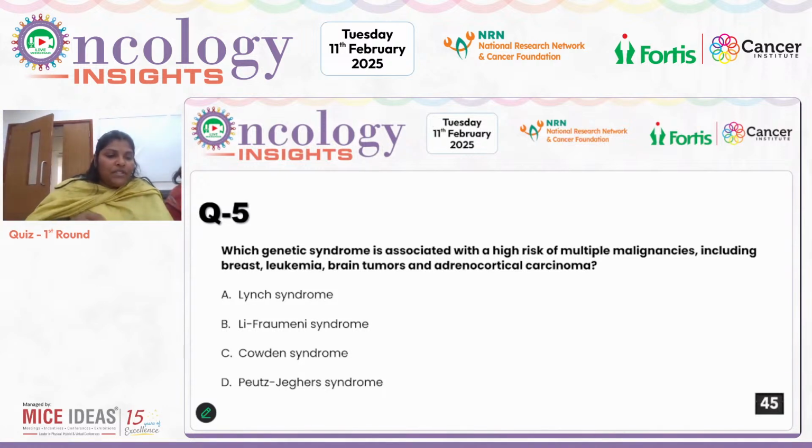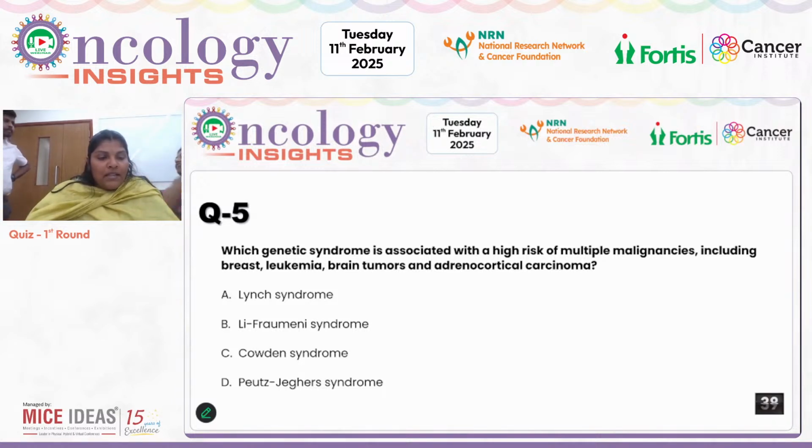Last question of this round 1. Which genetic syndrome is associated with a high risk of multiple malignancies, including breast cancer, leukemia, brain tumors, and adrenocortical carcinomas? Option A, Lynch syndrome. Option B, Li-Fraumeni syndrome. C, Cowden syndrome, and D, Peutz-Jeghers syndrome.